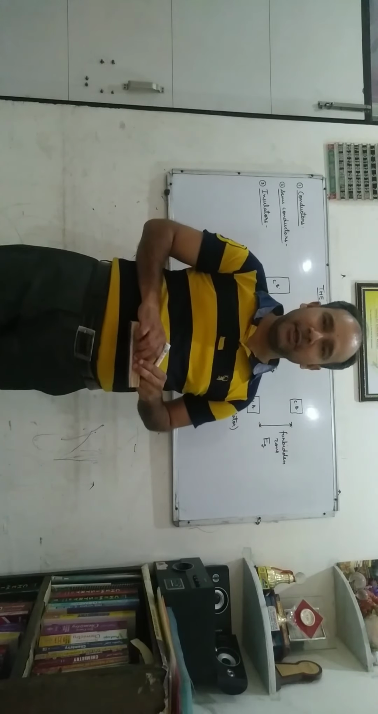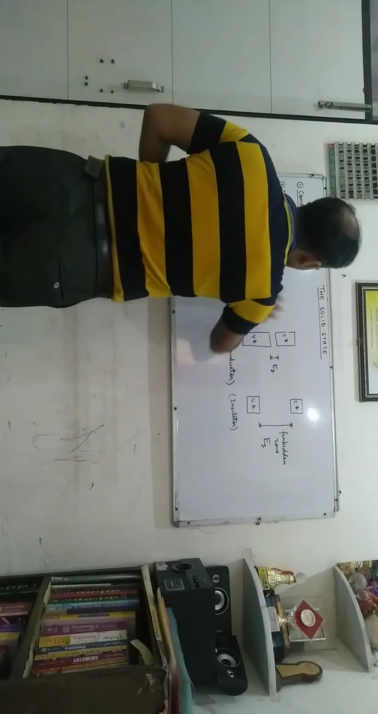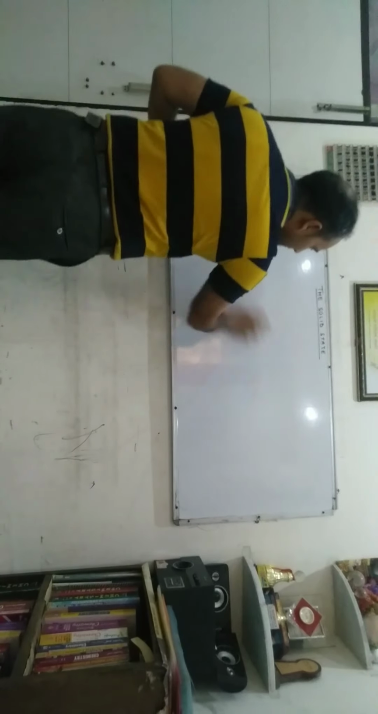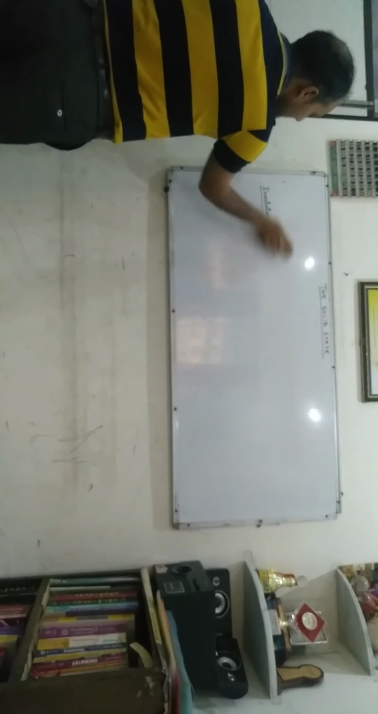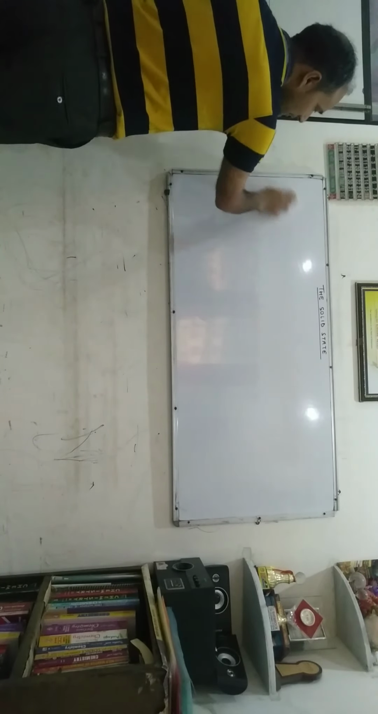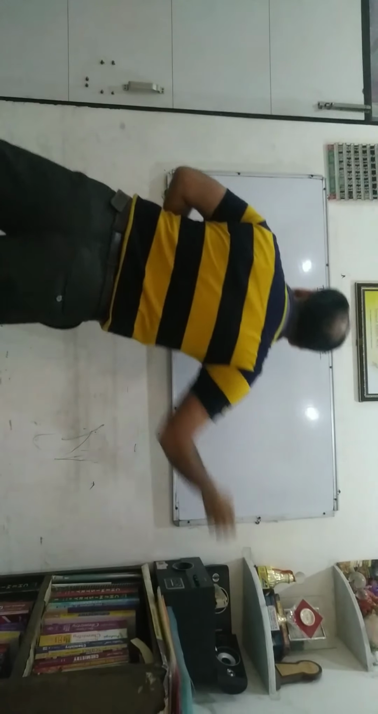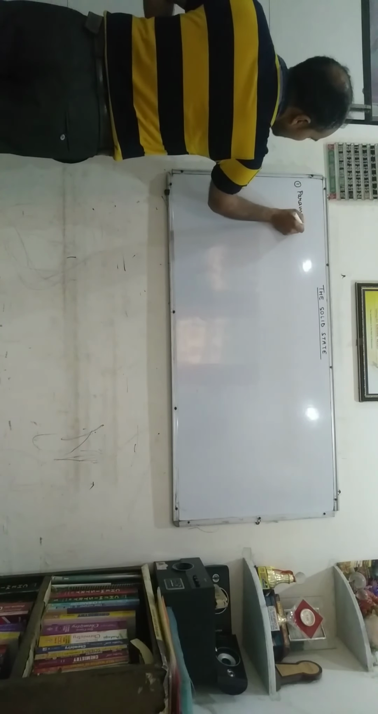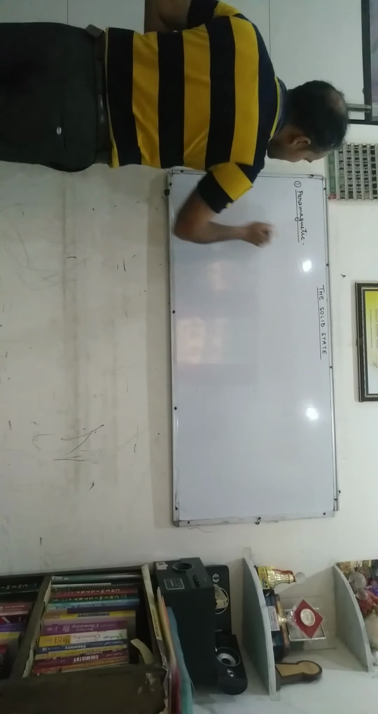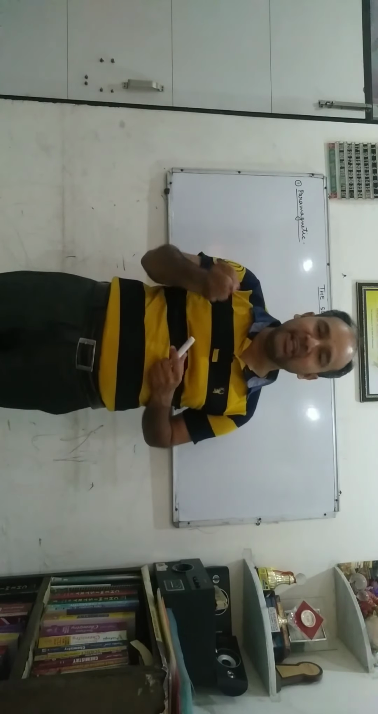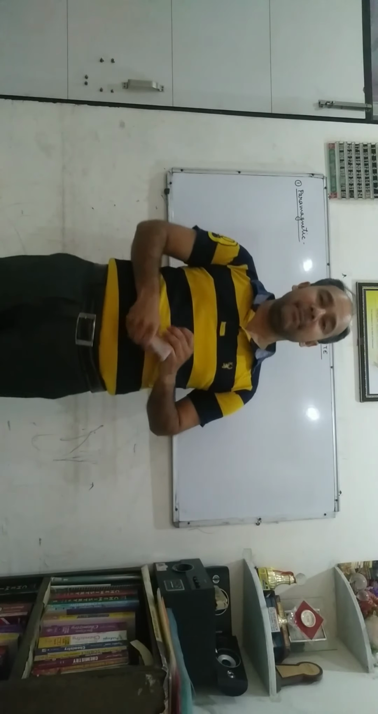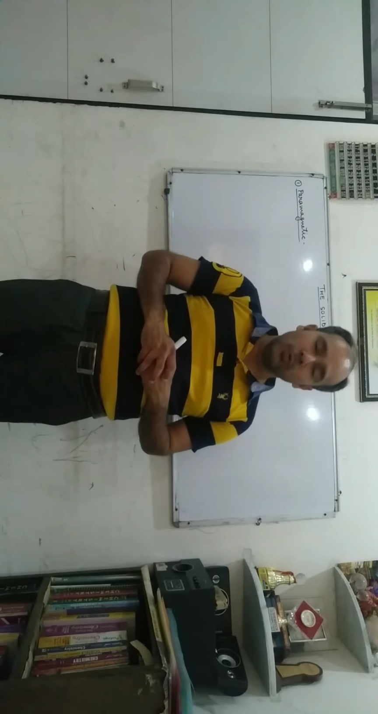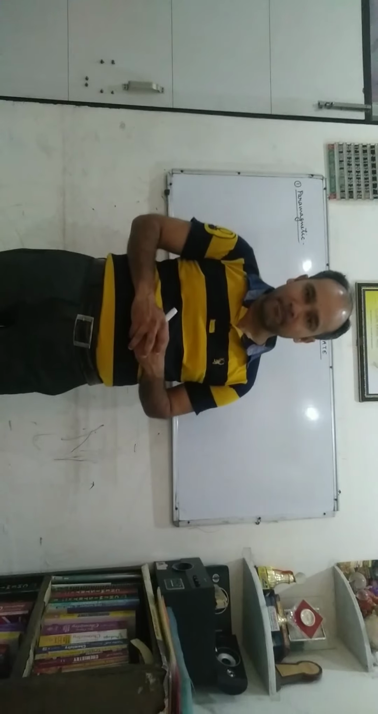On the basis of magnetic properties, solid substances are of five types. Number one is paramagnetic substances. Paramagnetic substances are those which are weakly attracted by magnet. Example: O2, Fe3+, etc.